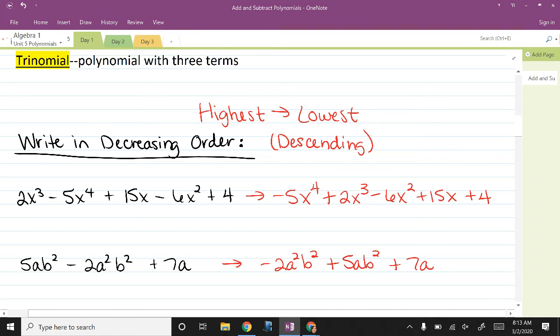Now, sometimes they might tie. Like if I had a cubed be the first, they would have the same degree, right? So then it really doesn't matter. Okay, if they tie, you can kind of swap the order. Does that make sense? All right.